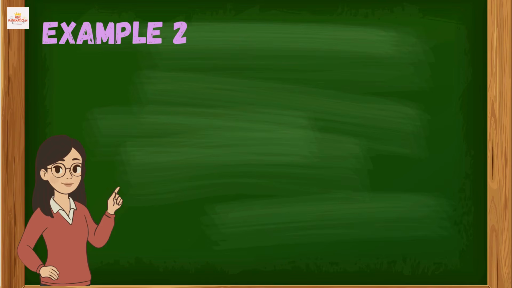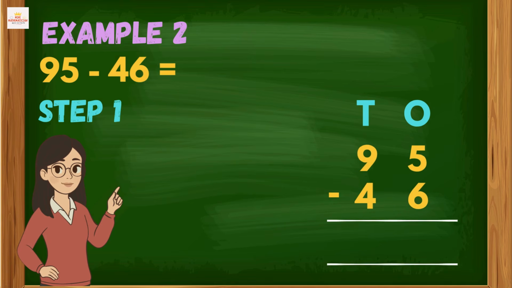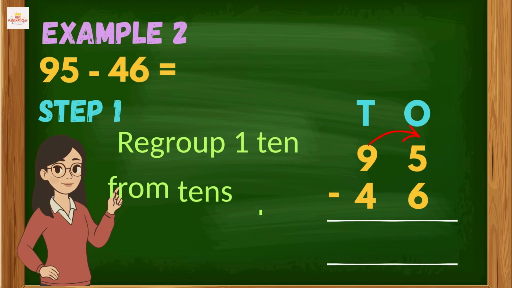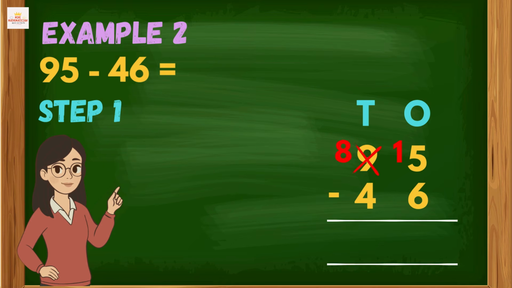Example 2, 95 minus 46. Step 1. Start with ones place. We cannot subtract 6 from 5, so we regroup 1 ten from the tens place. The 5 becomes 15 and the 9 becomes 8 tens.